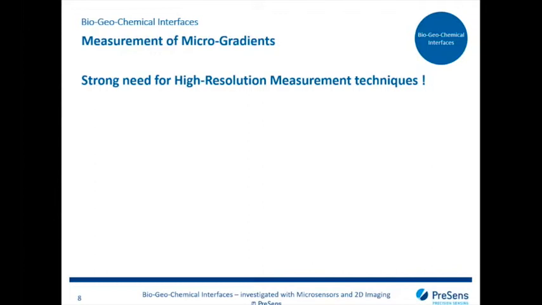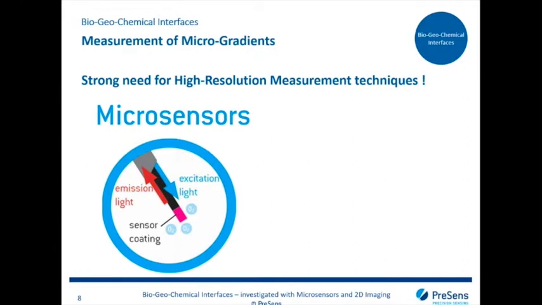On the one hand, we would like to talk about microsensors. Our understanding of microsensors is that we mean very, very fine sensors. In this case, they are made out of a glass fiber with a sensor coating on the very tip. And this sensor coating consists of a fluorescent dye that is sensitive to the oxygen concentration. By the excitation of this dye, we get an emission spectrum back, which correlates to the actual oxygen concentration.